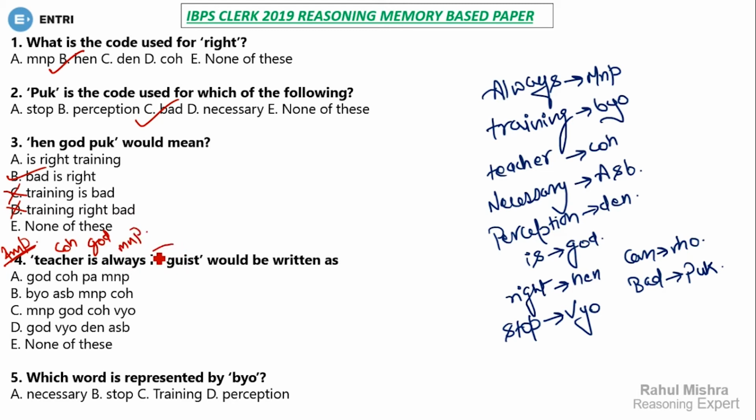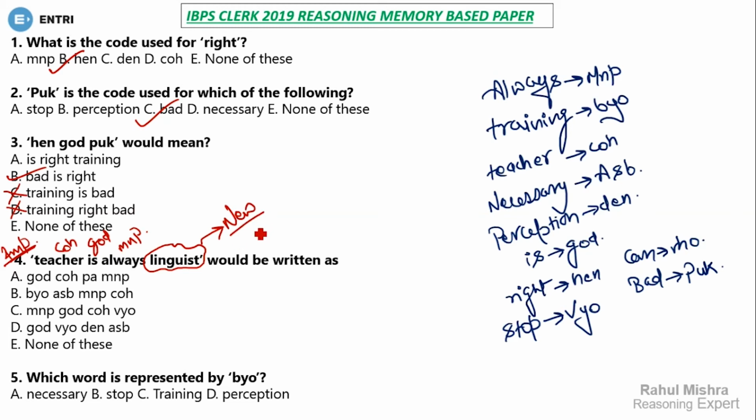And what about this word linguist? See student, linguist is a new word. How can I say it is a new word? Because linguist is nowhere used in the given paragraph. As we can see over here, linguist is not used. So linguist is a new word. For a new word we should have a new code.